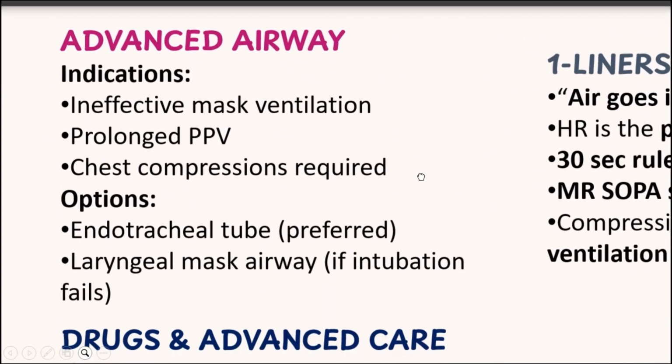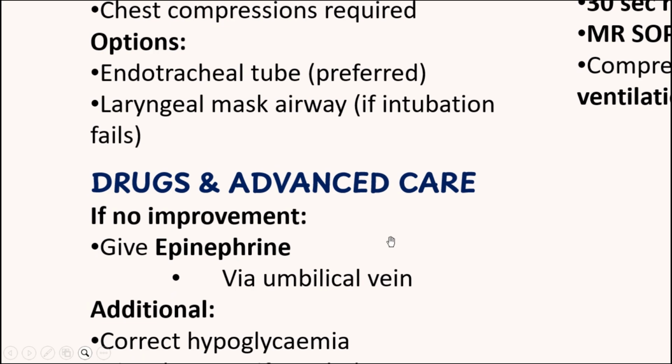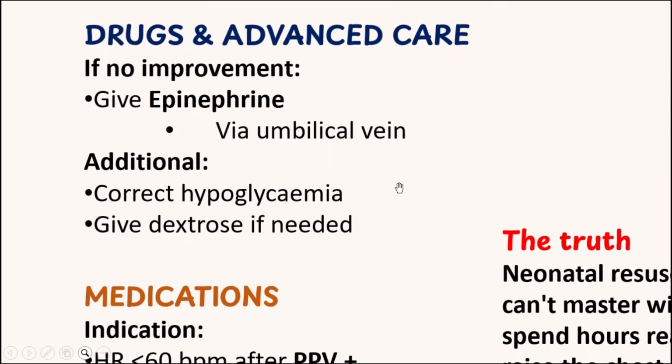So the advanced airway can be considered if there is ineffective mask ventilation, prolonged positive pressure ventilation, or chest compressions are required. And the options we have are the endotracheal tube, which is normally preferred, and if it fails, you can consider using the laryngeal mask airway. The drug that we use is epinephrine, and epinephrine is most of the time given via the umbilical cord. Additionally, we can correct hypoglycemia with dextrose.